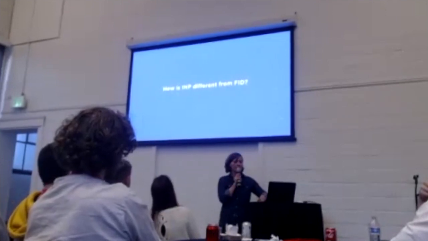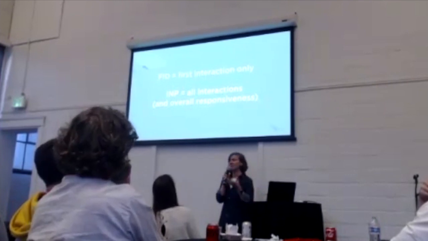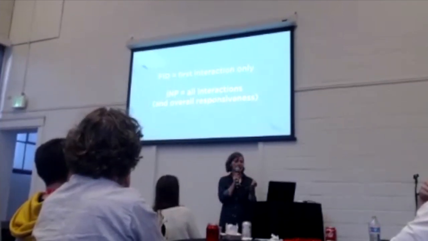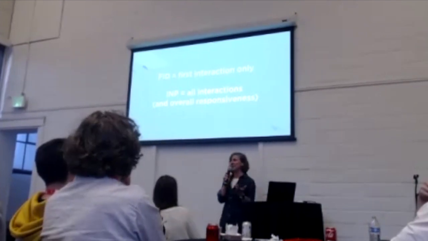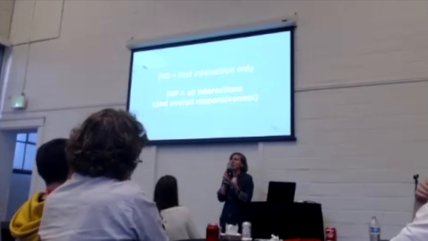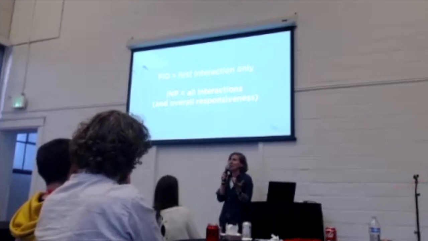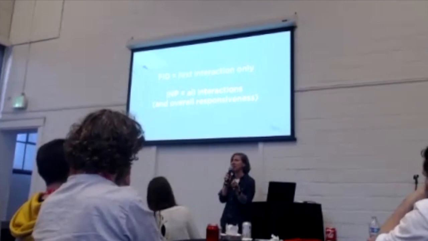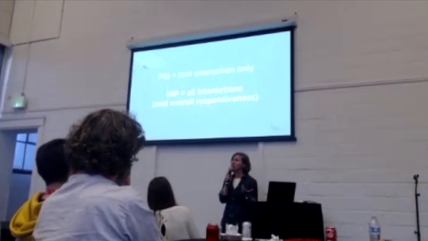And what we found, well, we've already talked about how the metric is measured. As I said before, FID is for first interactions only. IMP is for all interactions and measuring overall responsiveness. And the goal here is that if we're measuring responsiveness overall, then how you engage with a page isn't necessarily going to be confined to just that one click, that one interaction you have on the page. You're going to have multiple interactions on the page. So measuring overall responsiveness should correlate to user behavior.